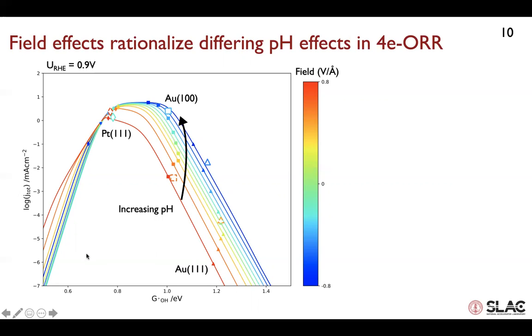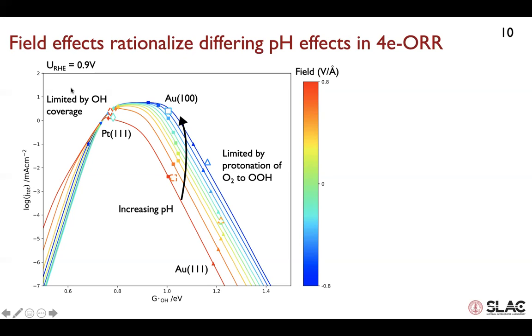And the first thing that pops out is that on the strong binding side, where platinum 111 is, we see a very small field dependence, whereas on the weak binding side, where gold 100 and gold 111 are, we see a much stronger dependence on field. And that can be explained by the rate limiting steps that we see on these.